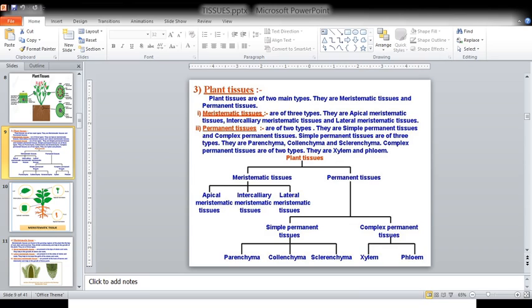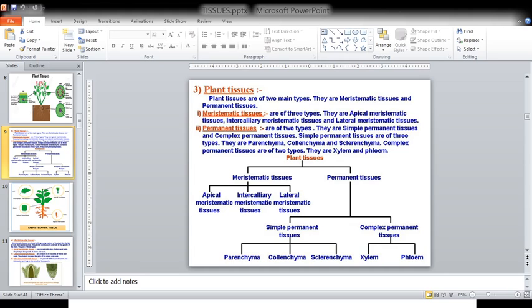Okay, clear? Intercalary meristematic tissues increase the length of the stem and the twigs, not the roots. Sorry, intercalary meristematic tissues are present here, no? So there is no role of the roots. So these tissues increase the length of the stem and the twigs.